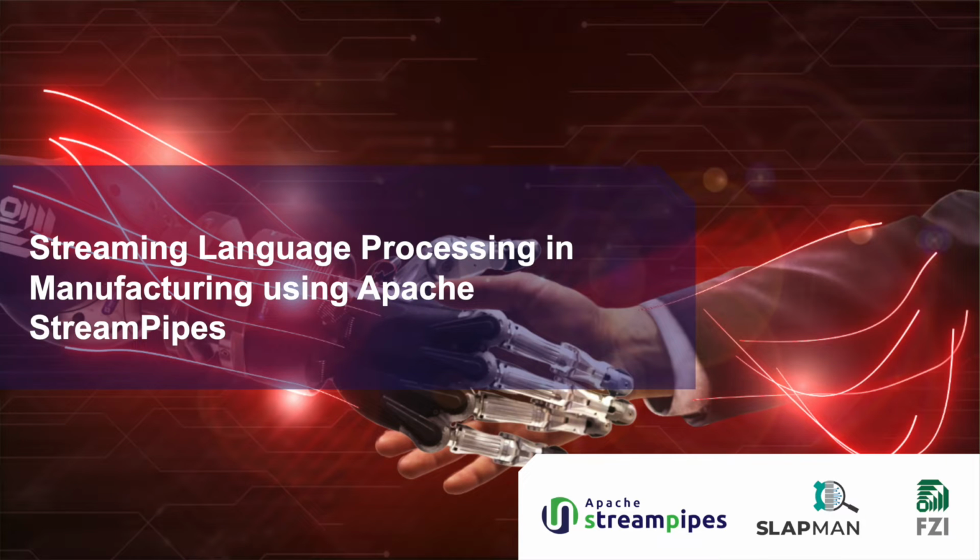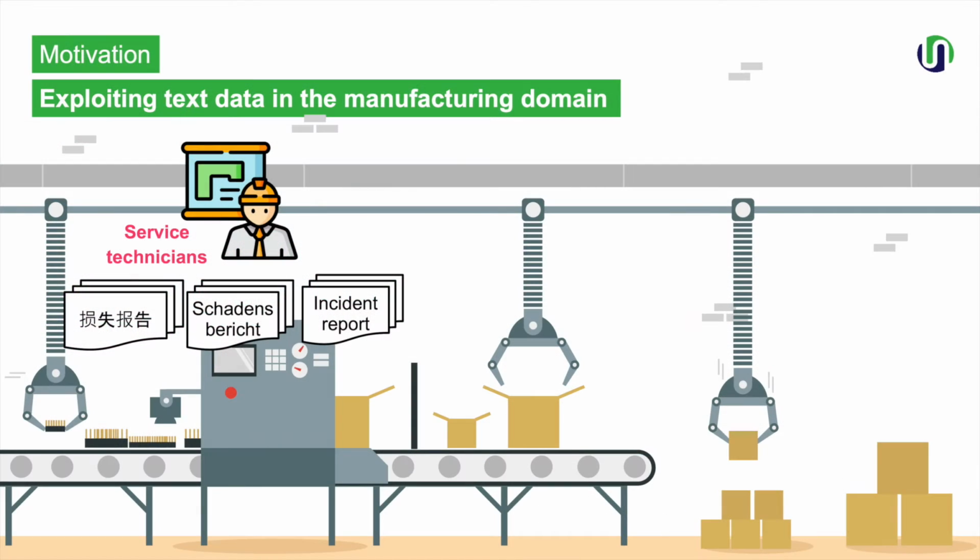This is an introductory video for self-service textual analytics for stream processing in manufacturing using the open-source tool Apache StreamPipes. Let's imagine the following situation.